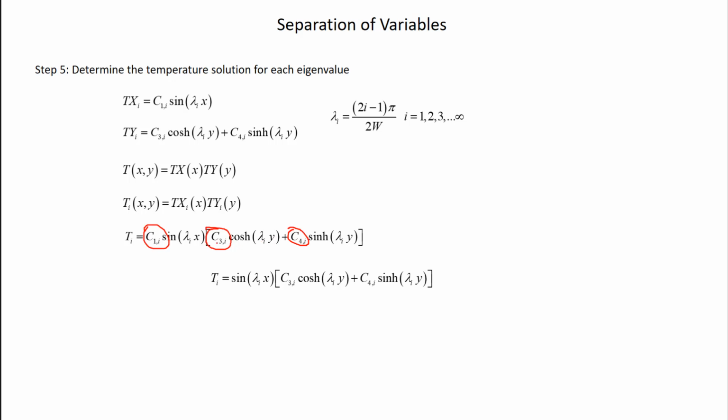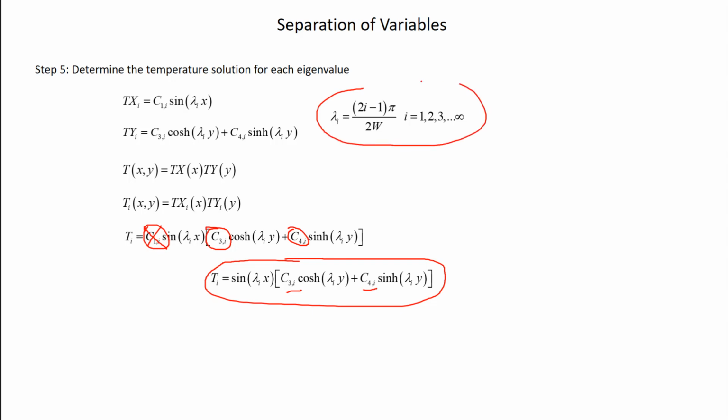And I hope it's pretty obvious that if I have the product of any two undetermined constants, then that's just another undetermined constant. There's no need to keep those two undetermined constants. So I don't really need to keep C1i anymore, right? I can absorb that into C3i and C4i because it's all just undetermined constants to me at this point. So here's my solution for temperature. And again, I get one of those solutions for every eigenvalue.